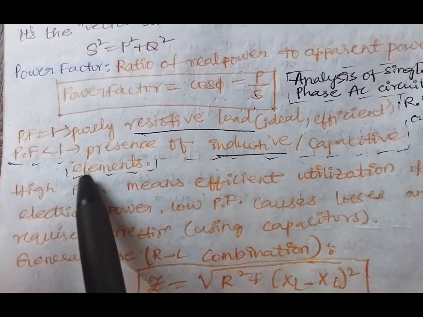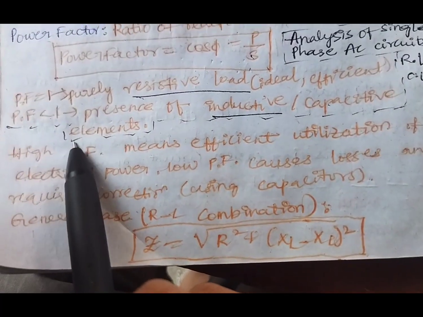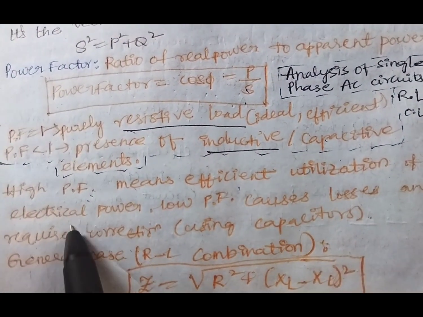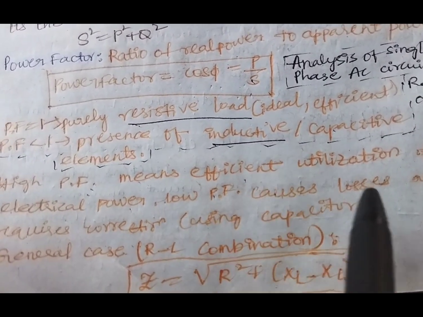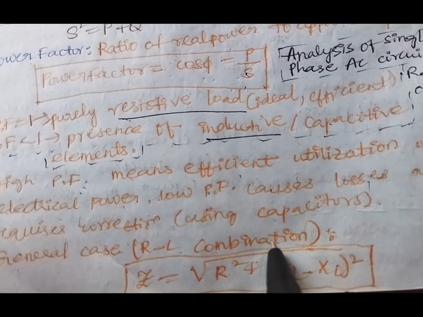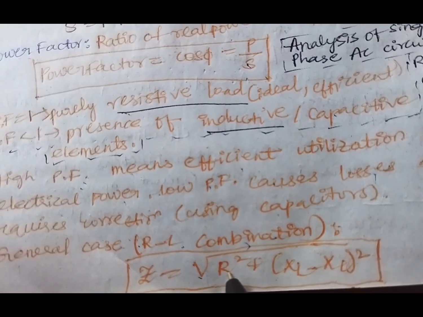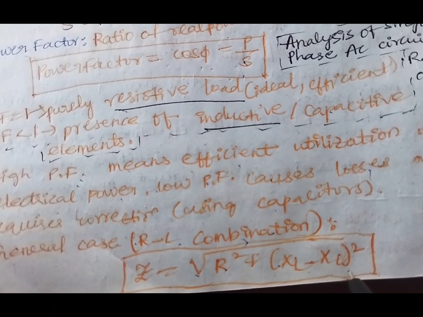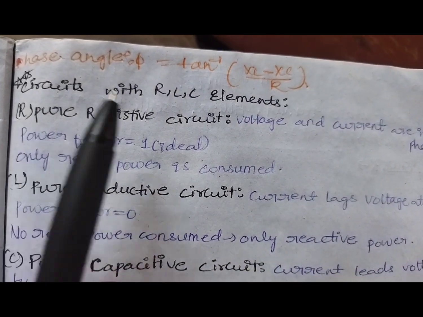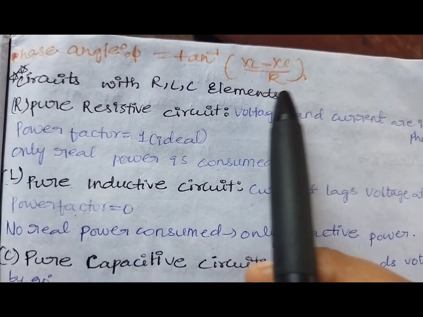A power factor less than 1 represents the presence of inductive or capacitive elements. High power factor means efficient utilization of electrical power, and low power factor causes losses and requires some correction using capacitors. In the general case we use an RL combination, where R is the resistance and L is the inductance. Impedance is represented with Z equals the square root of R squared plus XL minus XC whole squared. Phase angle phi equals tan inverse of XL minus XC by R.